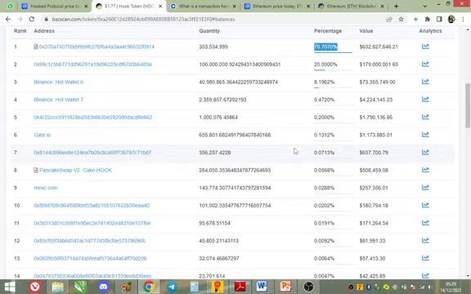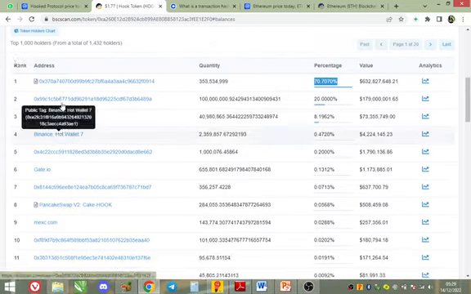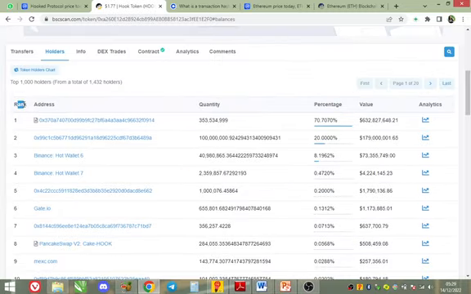You can actually know when they are buying, when they are selling. Now this is just for the rank which I've explained. These are just the wallet addresses. This is the quantity of the token that these particular addresses are holding. This is just the percentage.